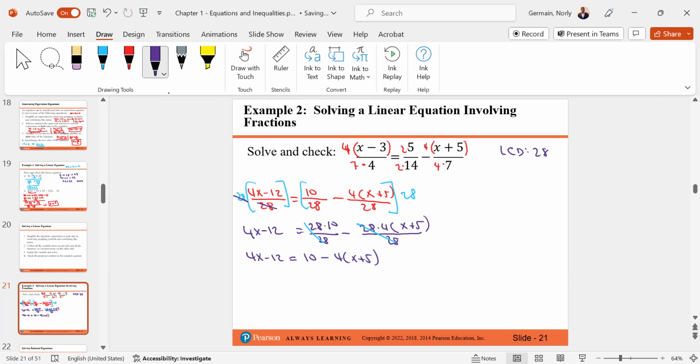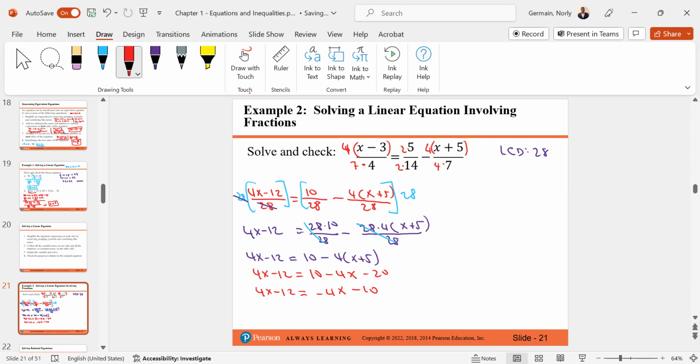As you can see, I didn't distribute the 4 in front of my second term on the right because of the negative sign outside of it. Now I can distribute, because with the fraction bar it makes it more difficult to see. So we have 4x minus 12 equals 10 minus 4x minus 20. Hopefully you can see why we have negative 4x and negative 20, because we distribute the negative from the outside.